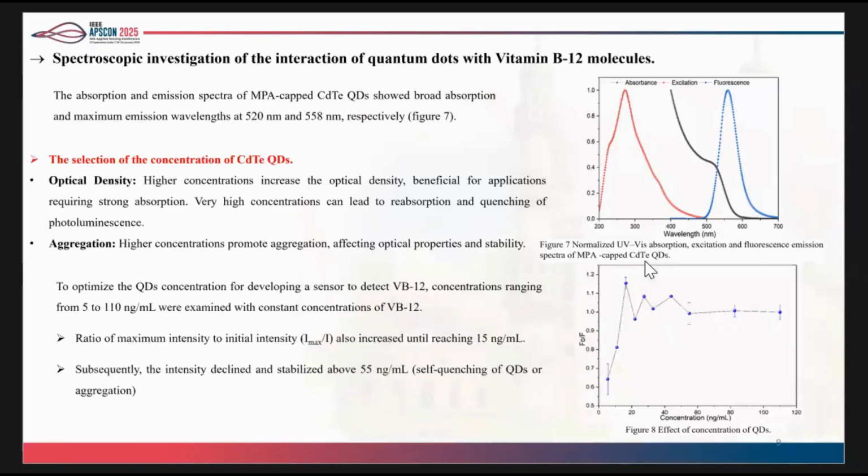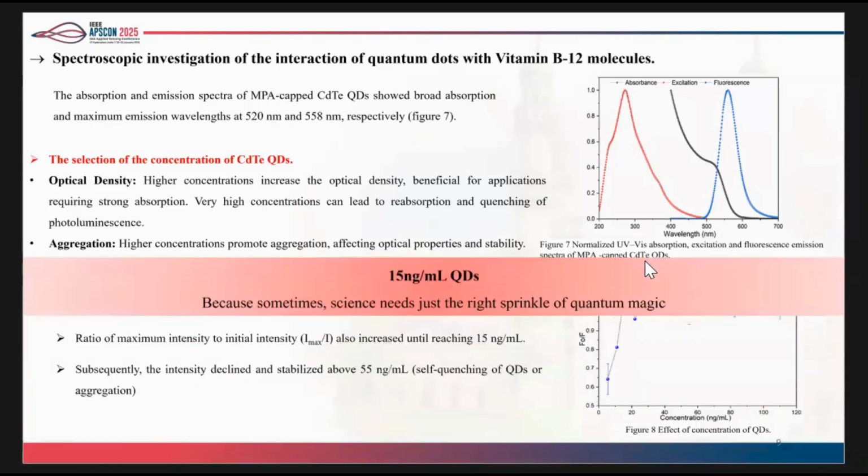So I have optimized the concentration of quantum dot. Here I have varied the concentration from 5 nanogram per ml to 110 nanogram per ml. You can see in figure 8 that there is an increase in the values, and then after 15 nanogram per ml there is some variation happening, and then it is stable. So there is self-quenching happening after a certain concentration. Therefore I fixed the concentration at around 15 nanogram per ml, which is the concentration I've used for my interaction studies.